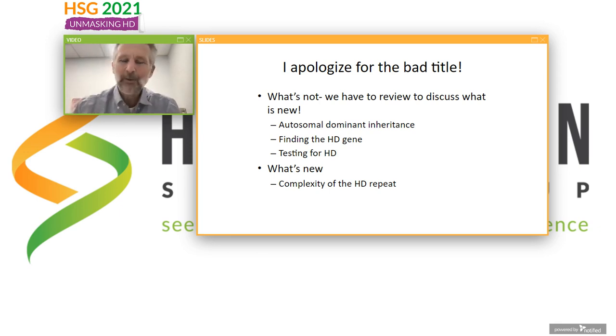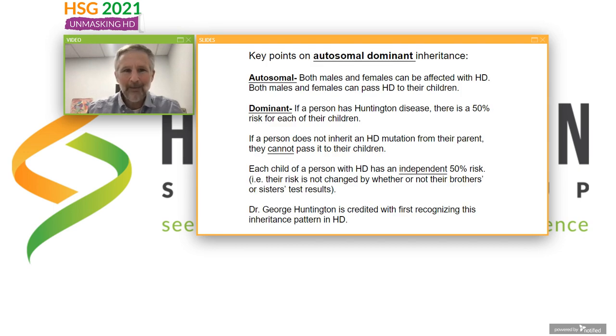And then for what's new, I'm gonna talk a little bit, some of you have probably heard about this maybe, what's new in terms of the complexity of the HD repeat. So we're used to talking about CAG repeats, and I'm gonna let you know that there's actually more complexity to this than what we talk about usually. So we'll talk a little bit about that. So that is my roadmap for today.